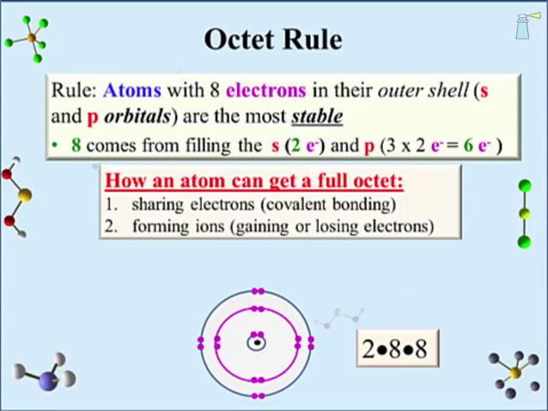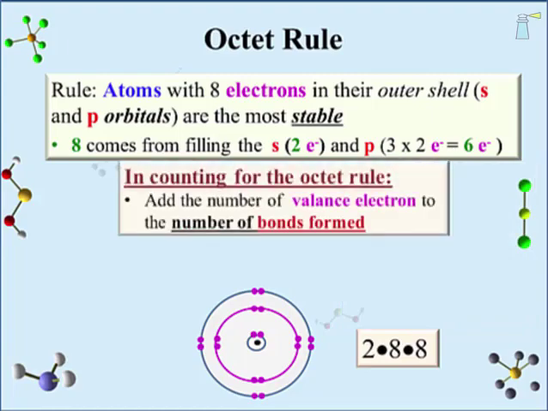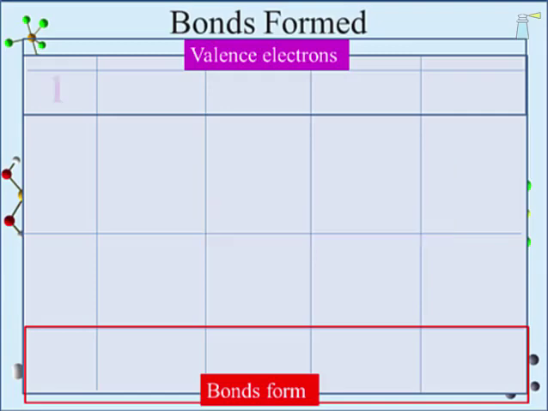And when we invoke the Octet Rule, we will also be including the principle that in a covalent bond, an atom can count both shared electrons towards fulfilling the Octet Rule. That means for each covalent bond an atom enters into, it gets to count an extra electron towards fulfilling the Octet Rule. In the bonding overview lecture, we use that principle to reason the number of bonds an atom needs to make to fulfill the Octet Rule, given the number of valence electrons it has.